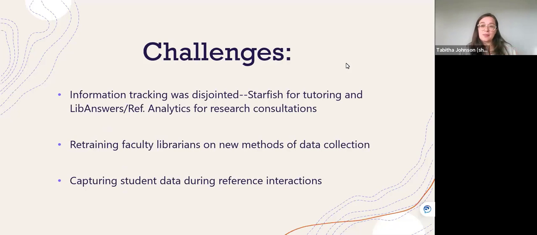So we knew we were onto something. We knew there was something that had been developing and emerging out of this partnership, and we really wanted to look at it closer. This did not come without some challenges. Those of you who are familiar with SpringShare, Ref Analytics, and LibAnswers, that's often how we librarians track our information. We have an interaction with a student, we pop in our quick little summary of what it was and capture the data of the interaction itself, not so much who it was with.